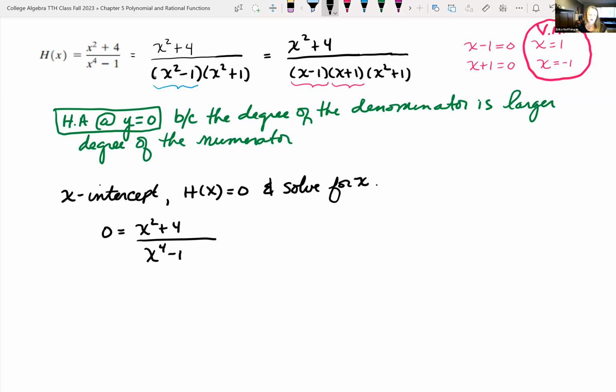Because if we went through and solved this like we were solving rational functions before, we cleared our fractions by multiplying both sides by our common denominator. And when we multiply both sides by our common denominator, 0 times anything is 0. And so this is going to give us back 0 equals, and then our denominator cancels on the other side, just leaving us with our numerator, x squared plus 4.